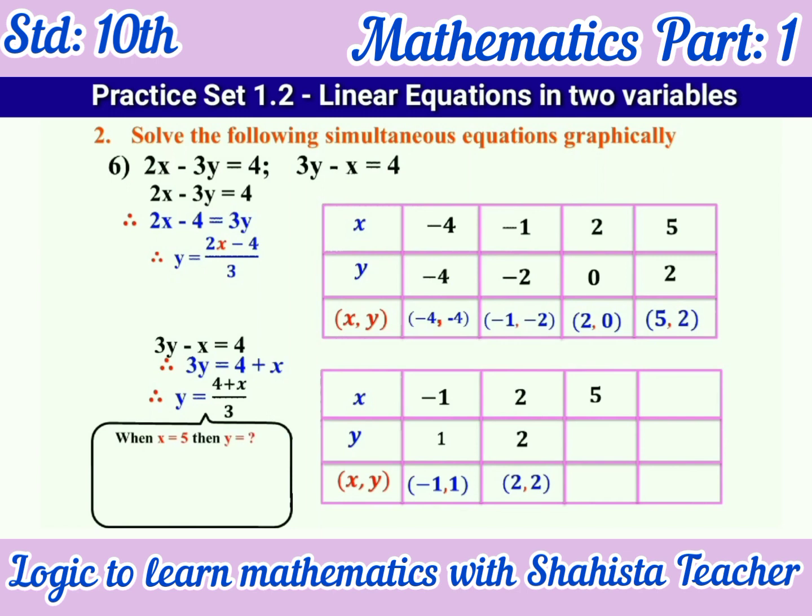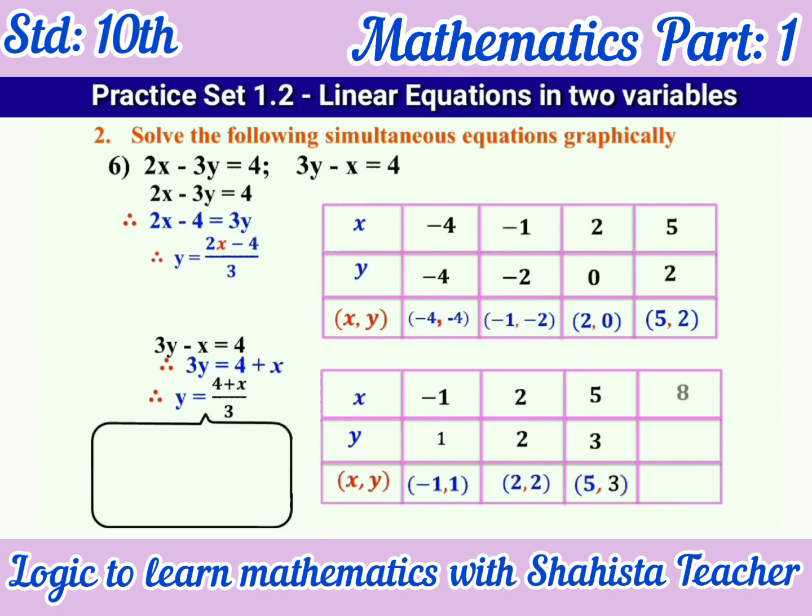Okay. So let us consider x is 5. So y is equal to (4 plus x) upon 3. So (4 plus 5) upon 3. 4 plus 5 is 9. 9 upon 3. So 3 ones are 3, 3 threes are 9. So y is equal to 3. X is 5 and y is 3. So here we will put bracket 5 comma 3.